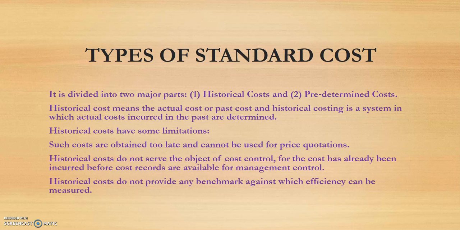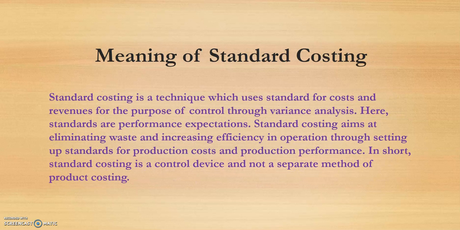Standard cost is divided into two major parts. One, historical cost, and second, predetermined cost. Historical cost means the actual cost as past cost, and historical costing is a system in which actual costs incurred in the past are determined. Historical costs have some limitations. Such costs are obtained too late and cannot be used for price quotations. Historical costs do not serve the object of cost control, for the cost has already been incurred before cost records are available for management control, and the historical costs do not provide any benchmark against which efficiency can be measured.